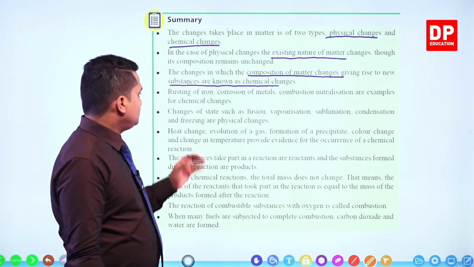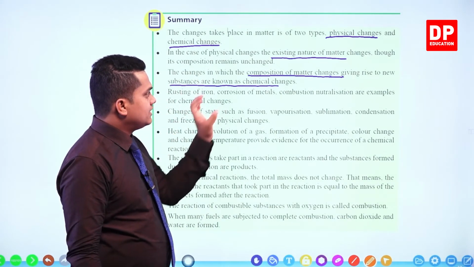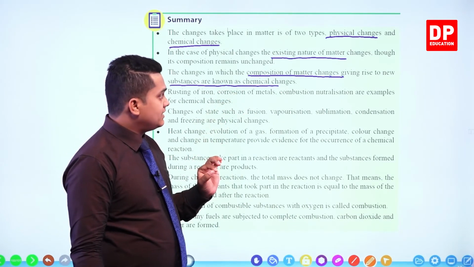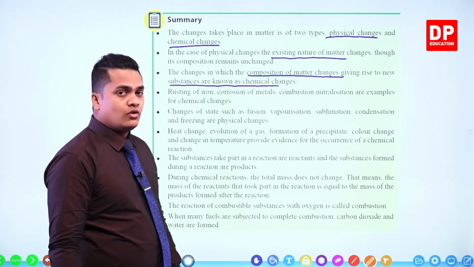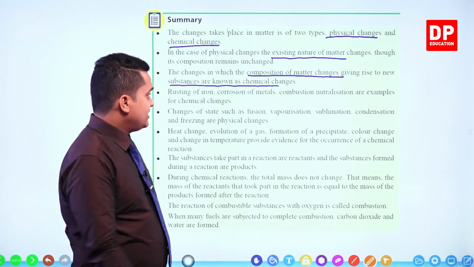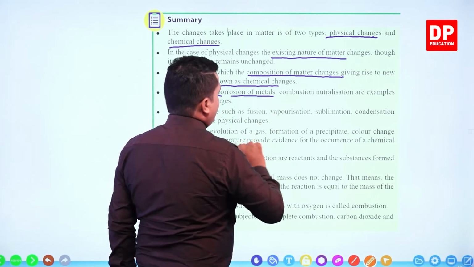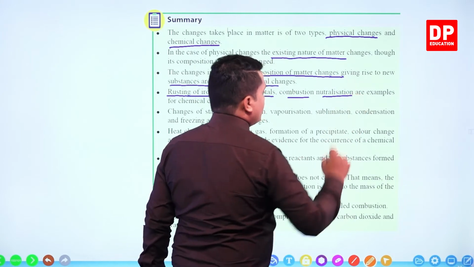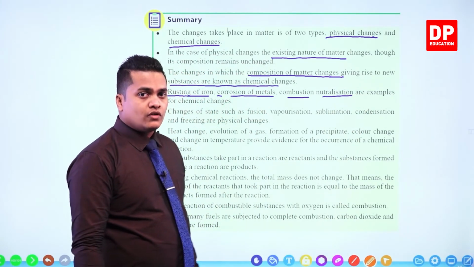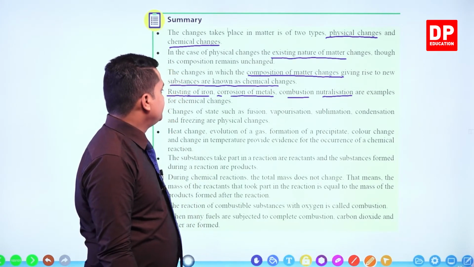Rusting of iron, corrosion of metals, combustion of materials, and neutralization are examples of chemical changes. We discussed all of these: rusting of iron, corrosion of metals, combustion of a certain material, and finally neutralization. We discussed that all of these are chemical reactions, right?